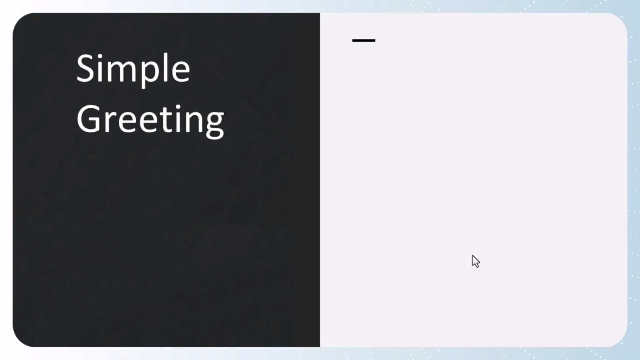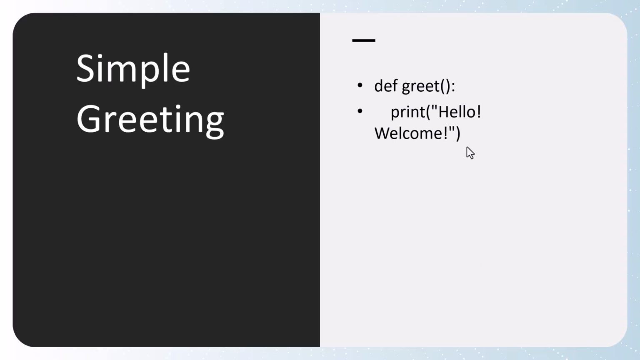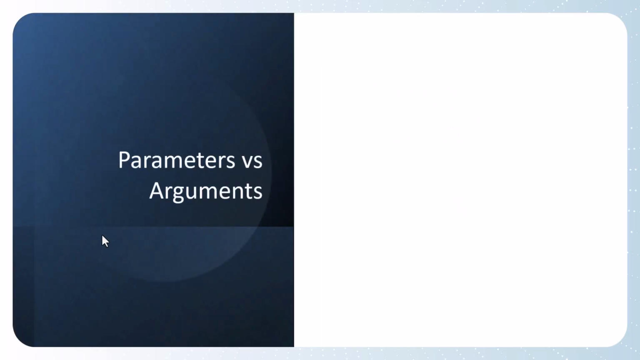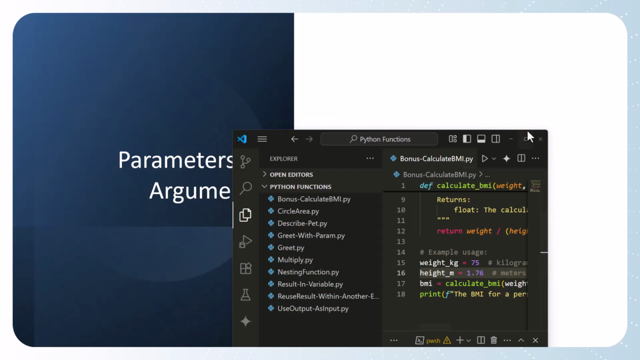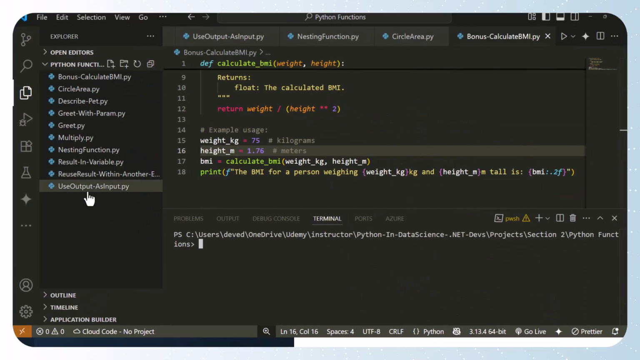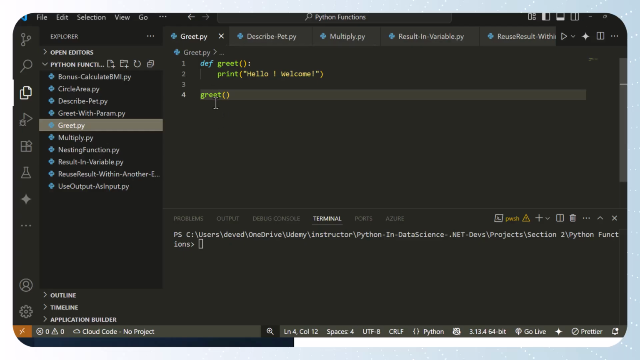Now let's see def greet, print hello welcome, and we'll now move on to Visual Studio Code. I'll flip over to Visual Studio Code and run all the code one by one. So this is Visual Studio Code. The first one is greet.py. So def greet, def means again it is defining a function known as greet, followed by a colon and a print statement, and then we call this function by calling greet. So we'll run this function.